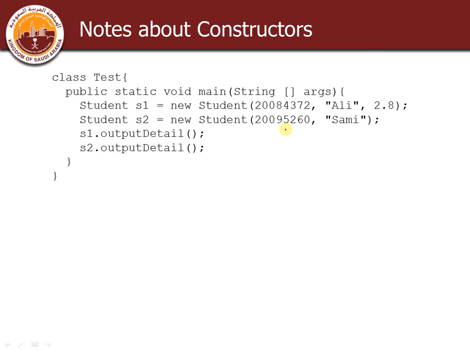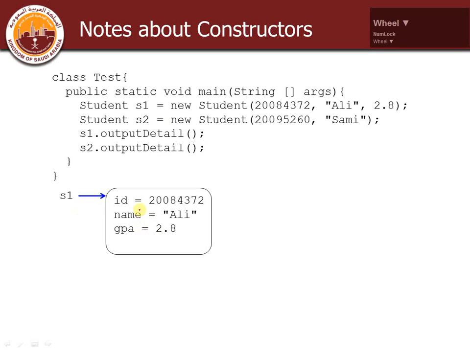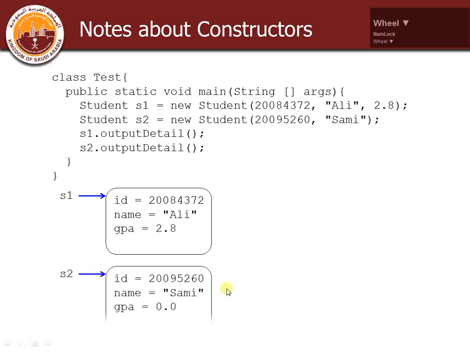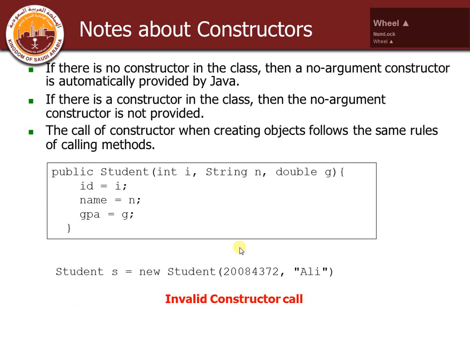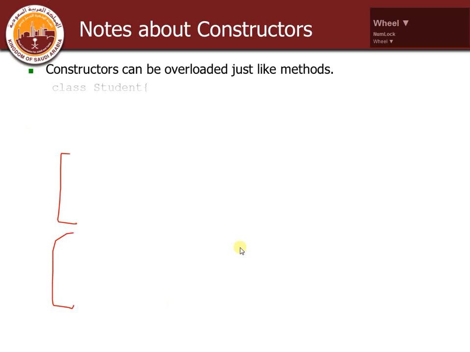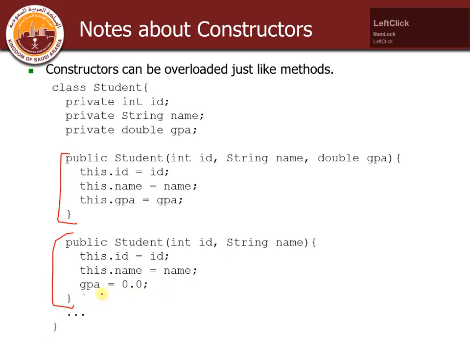So in this case, what is going to happen if I display that? The S1 is going to have those values inside of it, and the S2 those values with the GPA 0, because I did not specify any GPA, and I called this second constructor that takes only 2 arguments. That second constructor is putting a 0 in the GPA.